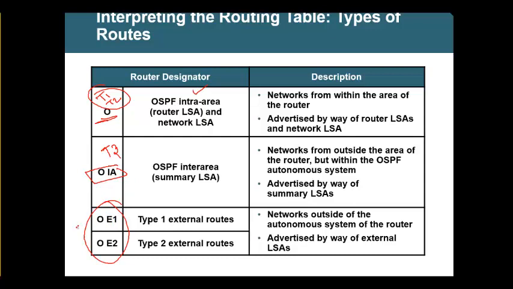This is type 5. Type 4 will not be bringing any routes. Type 4 will be simply bringing the location of the ASBR. Only the location of the ASBR will be told to you. But what is behind the ASBR? To go to Dubai, to go to Saudi, to go to Abu Dhabi, to go to Amsterdam, that will be carried as type 5.